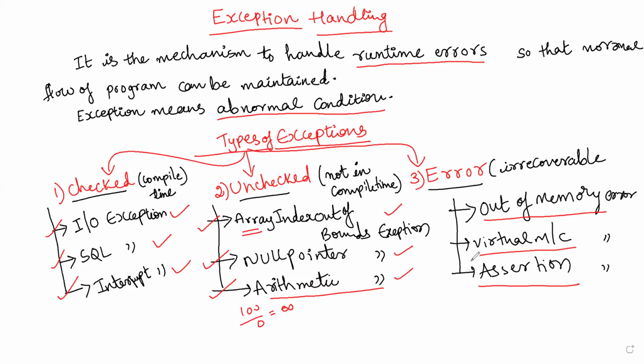Let me explain with example programs in Java. Okay. So first one we'll discuss is the input output exception. Okay. So let me write the code now. So in the checked exceptions, the first one is input output exception. Okay. Now I am going to write the program which will demonstrate the input output exception.